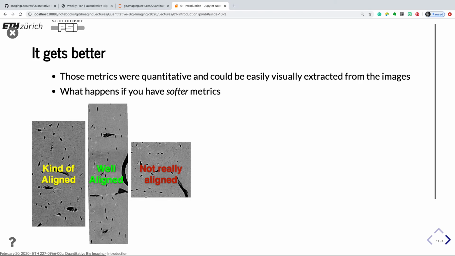And then is the question also, some things you can put really exact numbers on, but other things are a little bit softer. So if you ask, are these features here in this image aligned? On the left one, we say, well, kind of aligned. The middle ones, they're pretty straight, so they're well aligned. And then in the end, not really aligned, or possibly, or are they? That's the question. So then you have to have some kind of way of measuring these soft metrics.